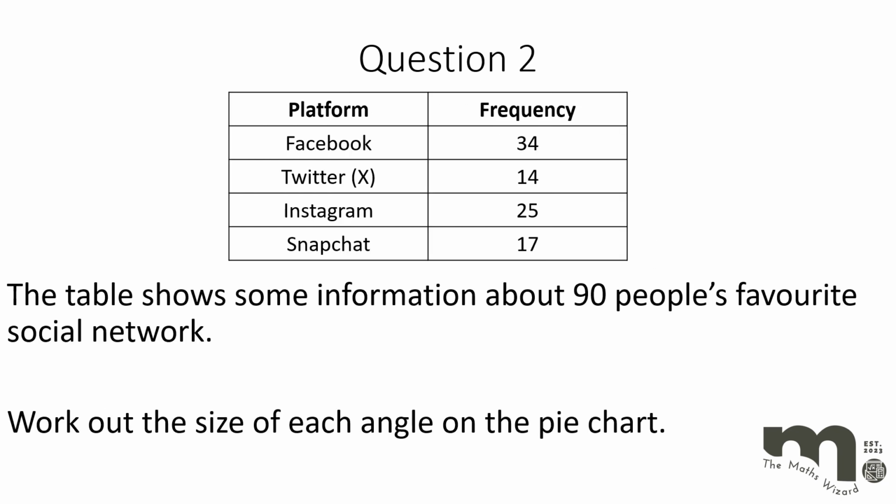Okay, next example then. We've got a table showing information about 90 people's favourite social network. So we've got Facebook, Twitter, Instagram, Snapchat. Again, I would like you to work out the size of the angles.